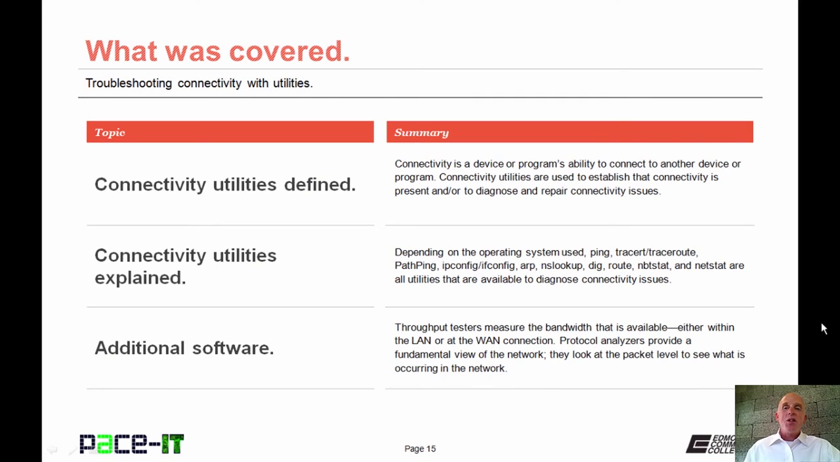That concludes this session on troubleshooting connectivity with utilities. The first topic was connectivity utilities defined, then we moved on to connectivity utilities explained, and we concluded with a brief discussion on some additional software.